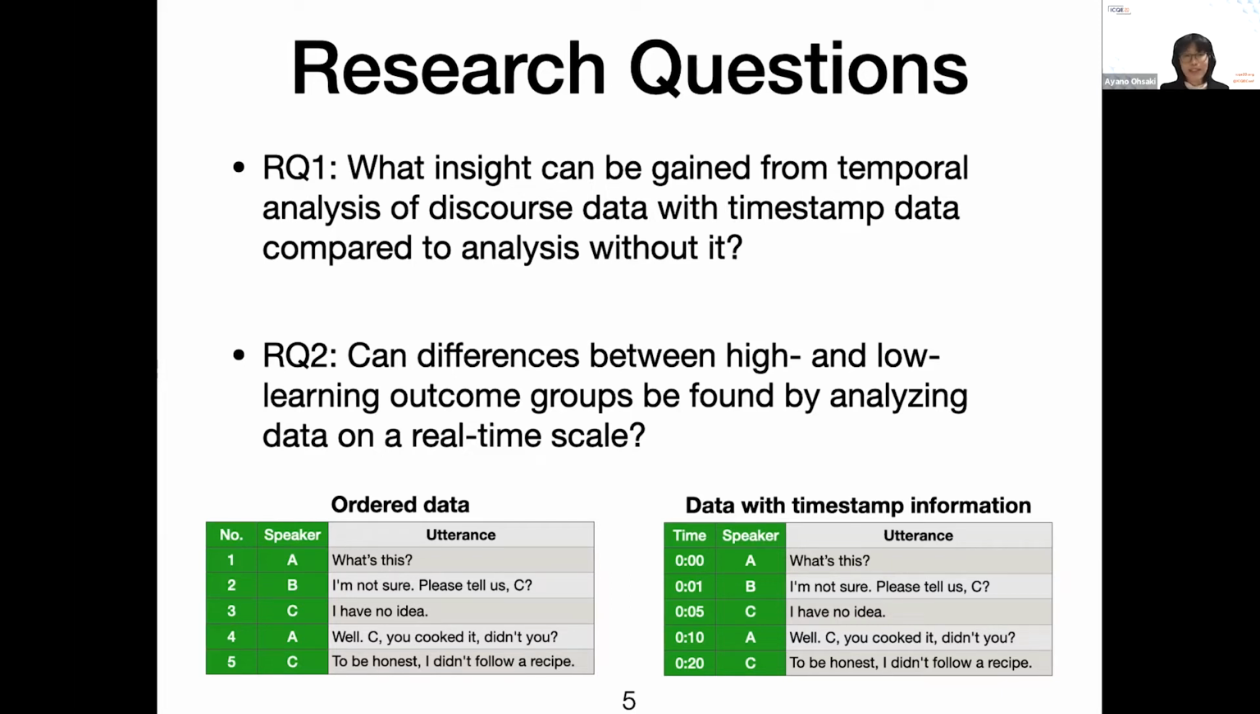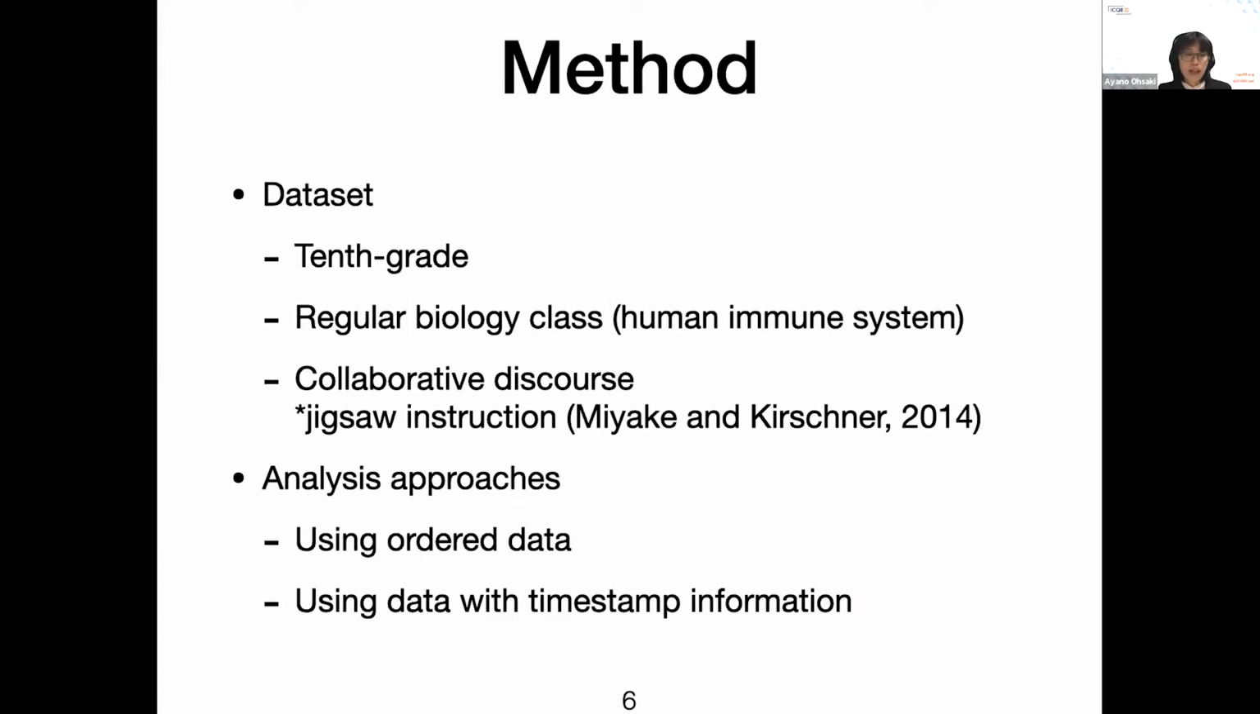The left table is a sample of ordered data. And the right table is a sample of data with timestamp information. To answer the research questions, we conducted analyses that used collaborative discourse data. The data was collected in a regular biology class of 10th grade. Students discussed the human immune system in the class.